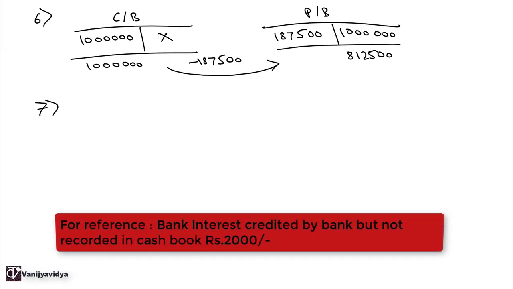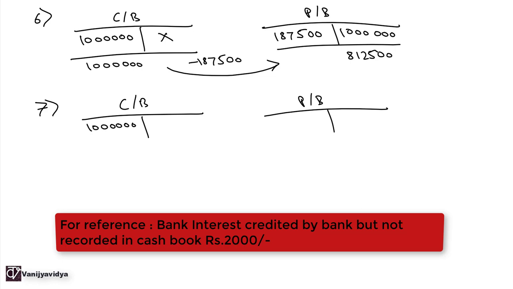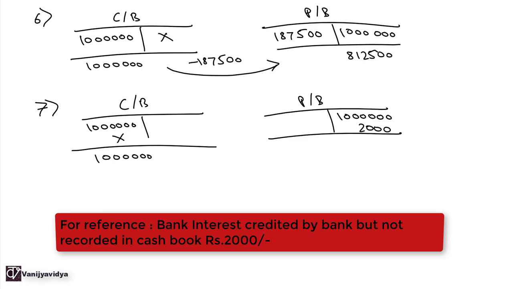Let's prepare a working note for this. 7. Cash book, passbook. 10 lakhs debit, 10 lakhs credit. So interest credited by bank, but it is not recorded in the books of accounts. So balance as per cash book is 10 lakhs. Balance as per passbook is 10 lakh 2000.